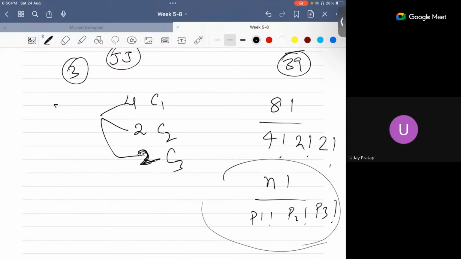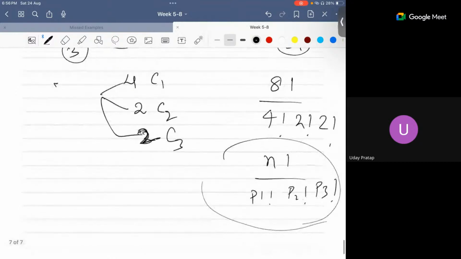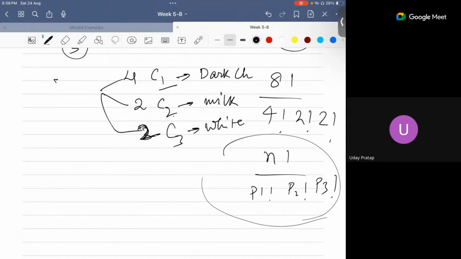The next question is in the same problem. You have been given C1 types of chocolate, C2 types, and so on, mentioned as dark chocolate, milk chocolate, and white chocolate. The next problem is: in how many ways can he arrange the chocolates if all the dark chocolates are to be placed together?